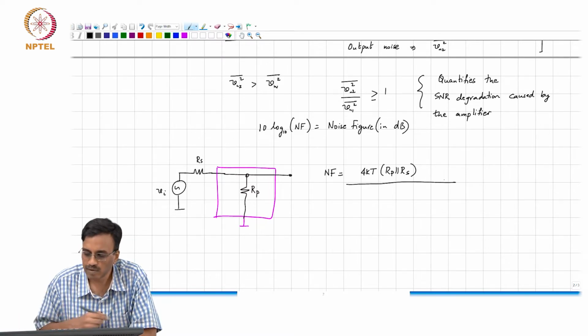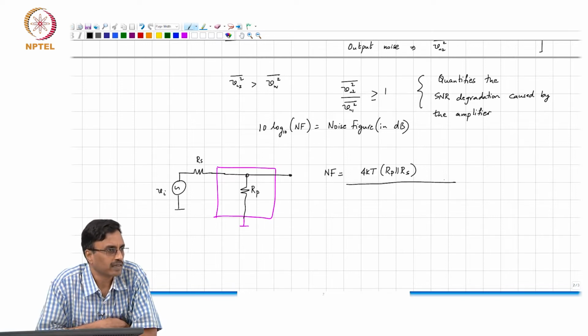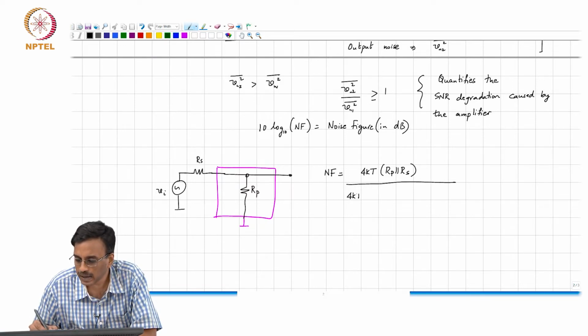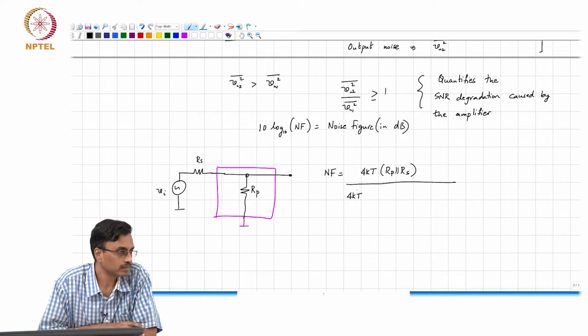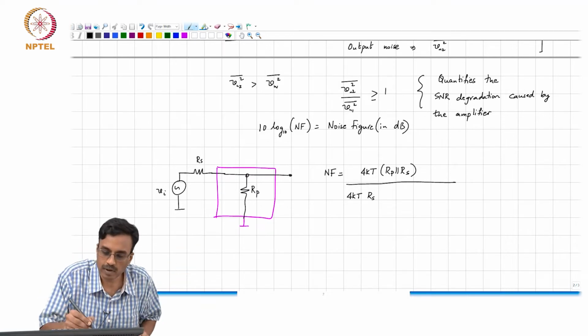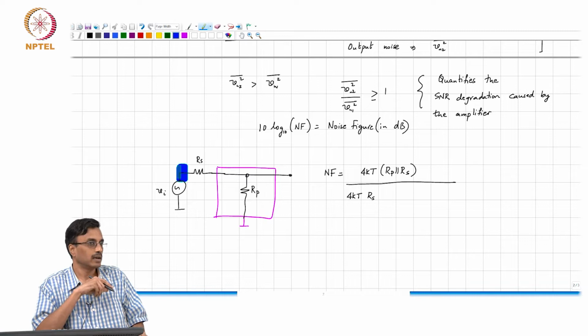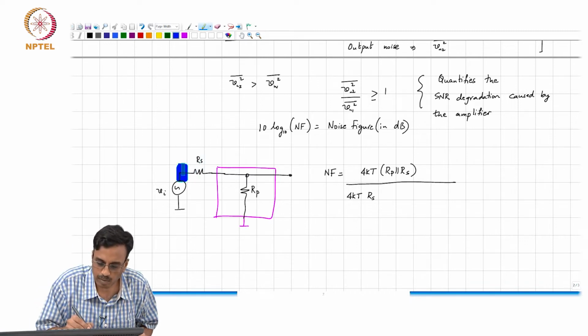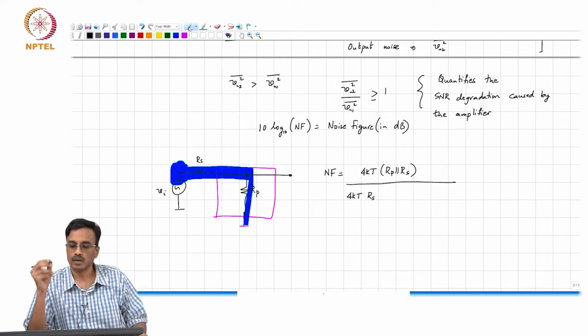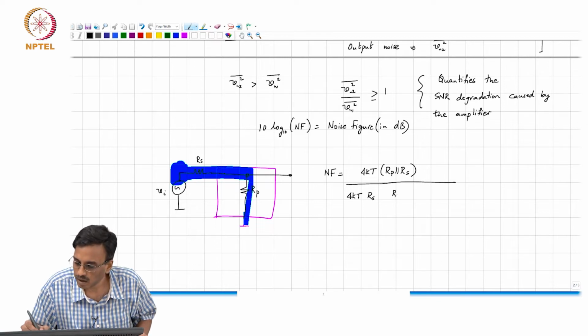Now, you have to divide this by the output noise spectral density that would have resulted if RP was noiseless. Now, what would be the output noise spectral density? It is 4 kT times RS, that is the noise spectral density of this resistor, right. And what is the transfer function from this noise source to the output? RP by RS plus RP.